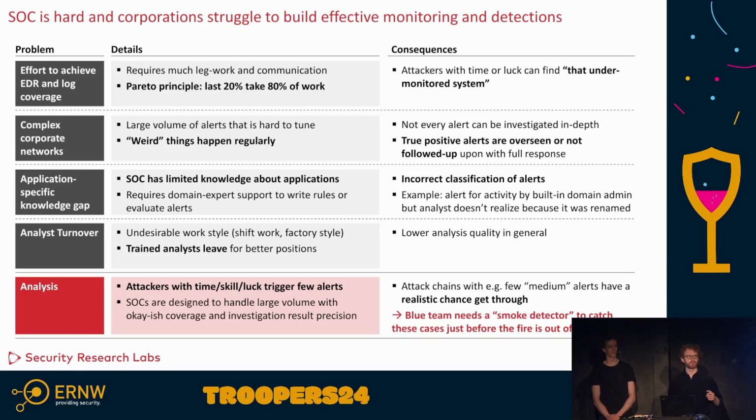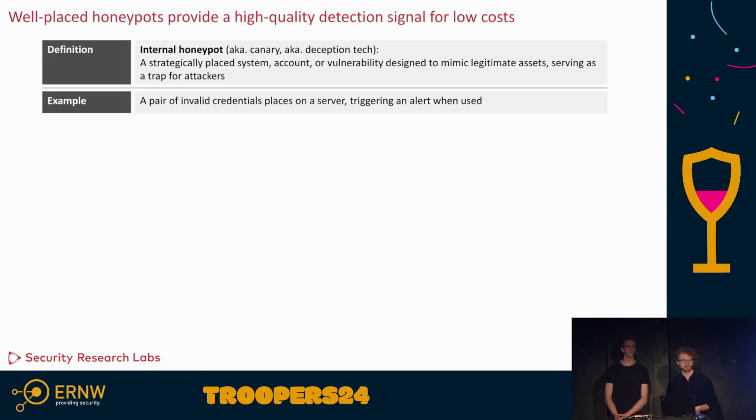So we think Blue Team needs some form of a smoke detector, right, for these cases that pass initial defenses, to catch them before they compromise the full domain, before the full fire is already burning. And we think for this problem, honeypots are a very underutilized but effective solution.